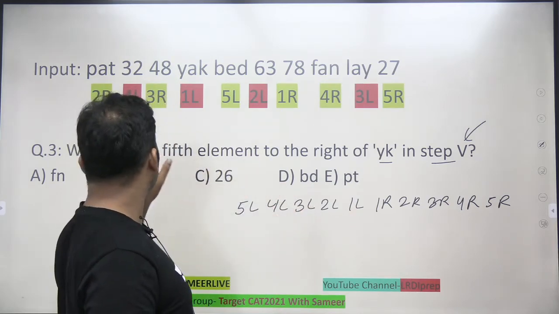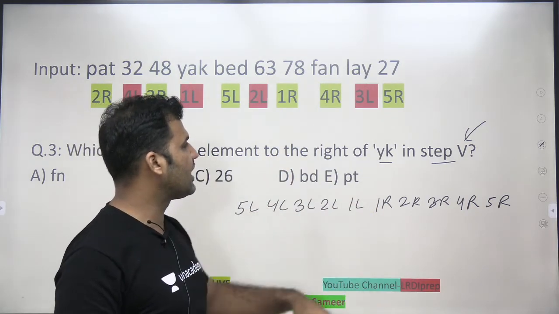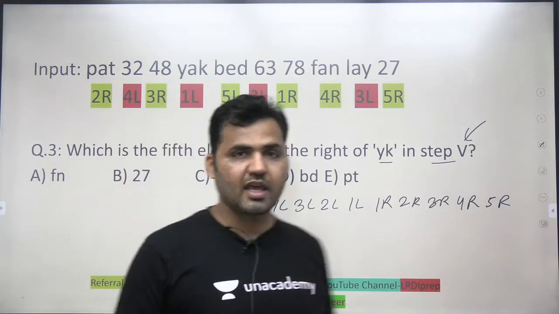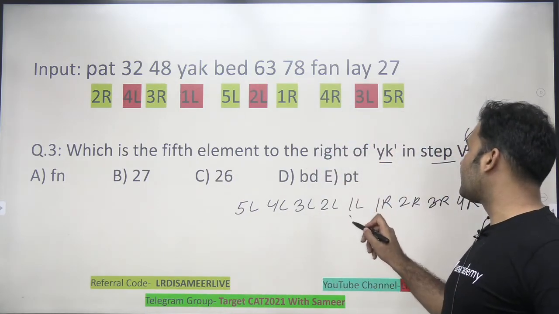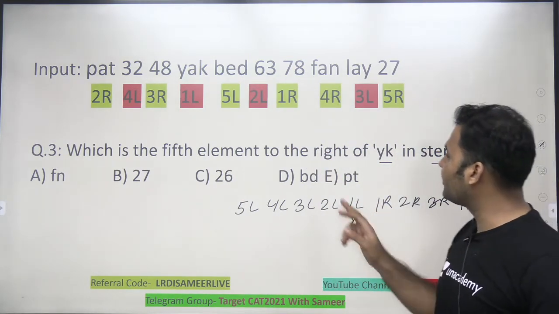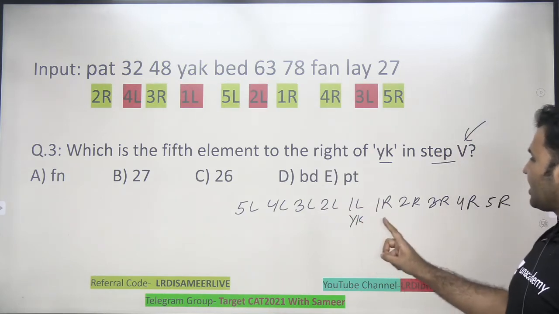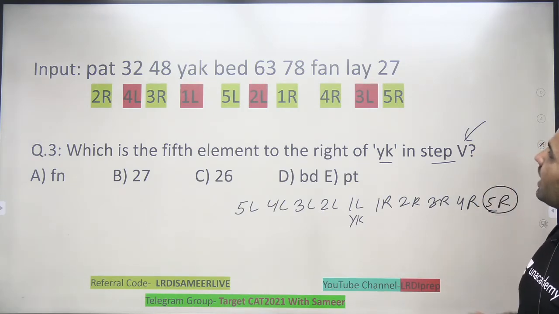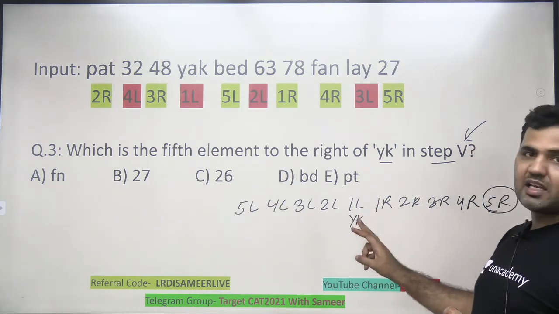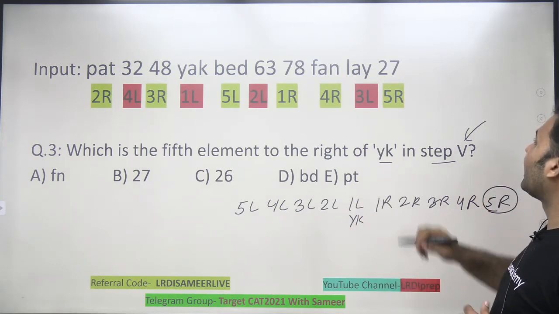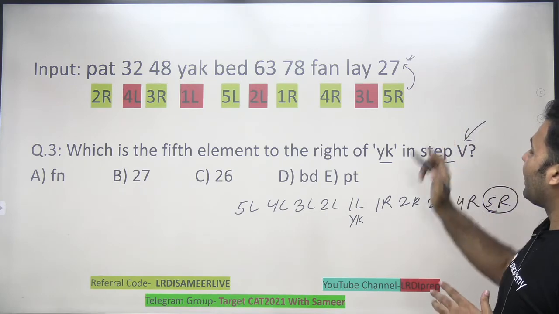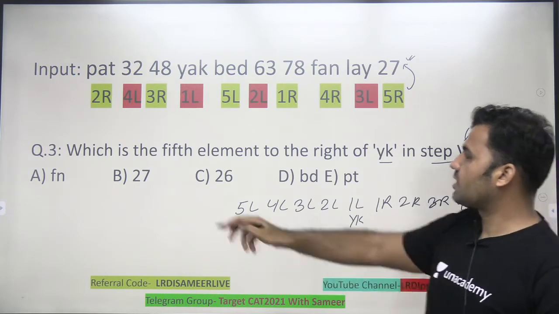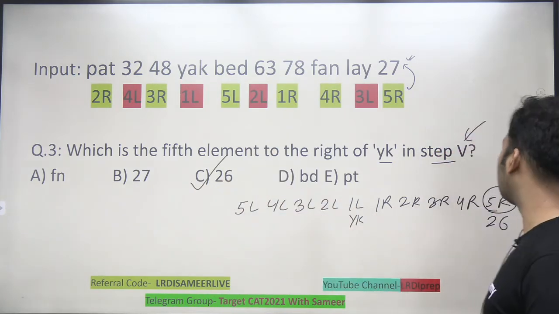Now I'm supposed to answer which is the fifth element to the right of YK in step 5. Look at the word YK. It is positioned as 1L. The ranking of 1L is YK. I'm looking for the fifth element to the right of YK. Fifth element to the right would be this: first, second, third, fourth, fifth. That is 5R. The element which is ranked as 5R will be the fifth element to the right of 1L, and that fifth R ranked is 27. And when this will be moved to the fifth R, it will be written as 26. So the answer to the question is option number C. That's it. C is the correct answer of the question.